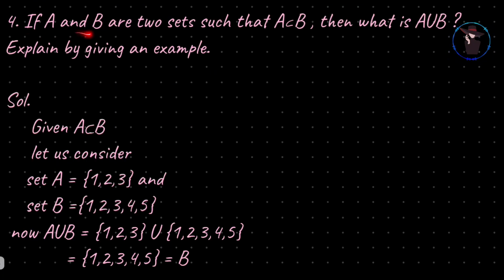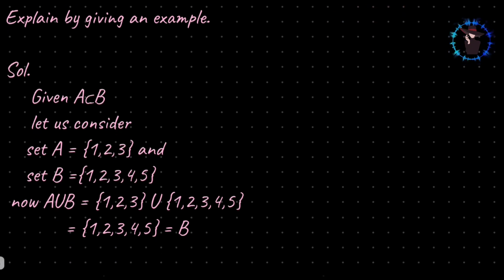Fourth question. If A and B are two sets such that A is a subset of B, then what is A union B? So given that A is a subset of B, it's already given in the question.